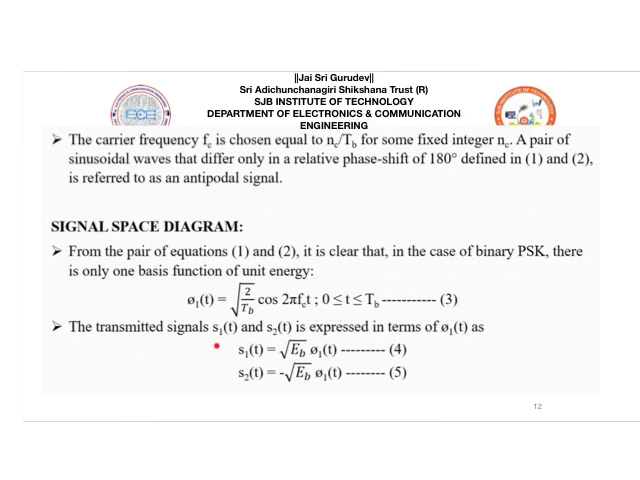Now the transmitted signals s1 of t and s2 of t, which we have expressed as equation number 1 and 2, can be expressed in terms of phi 1 of t. s1 of t is equal to root of Eb phi 1 of t; this is equation 4. s2 of t is equal to minus root of Eb phi 1 of t; this is equation number 5. So the signals s1 of t and s2 of t are expressed in terms of the basis function.